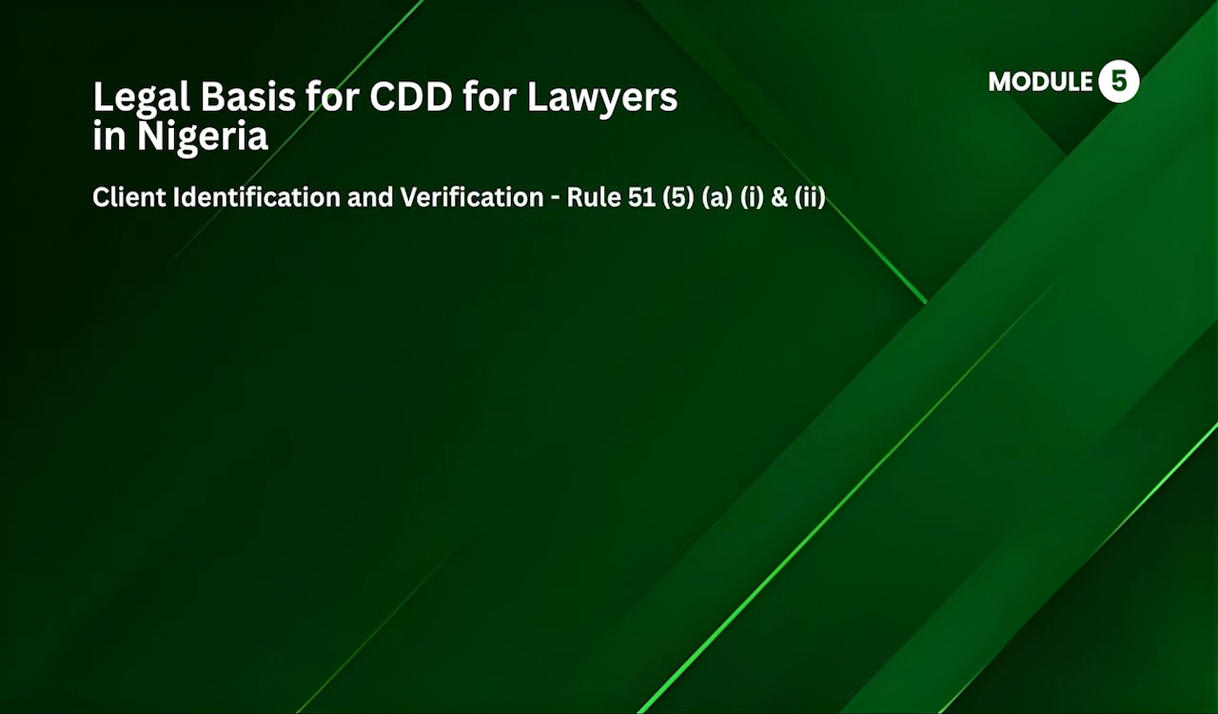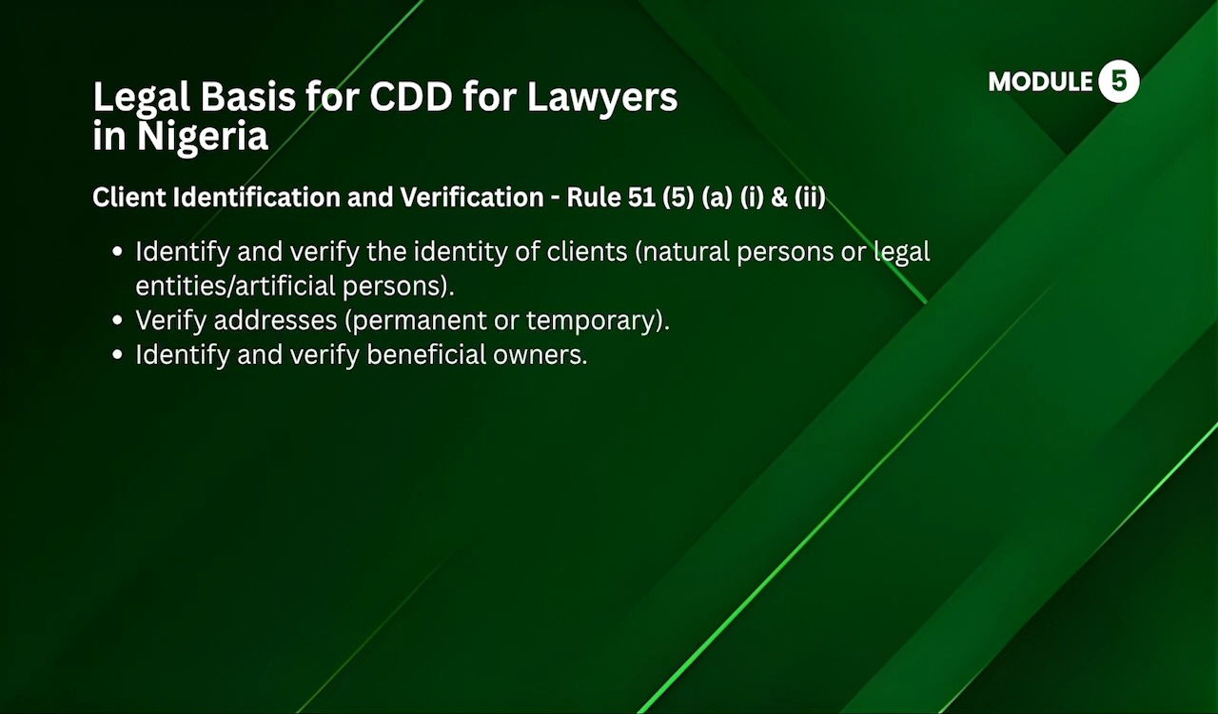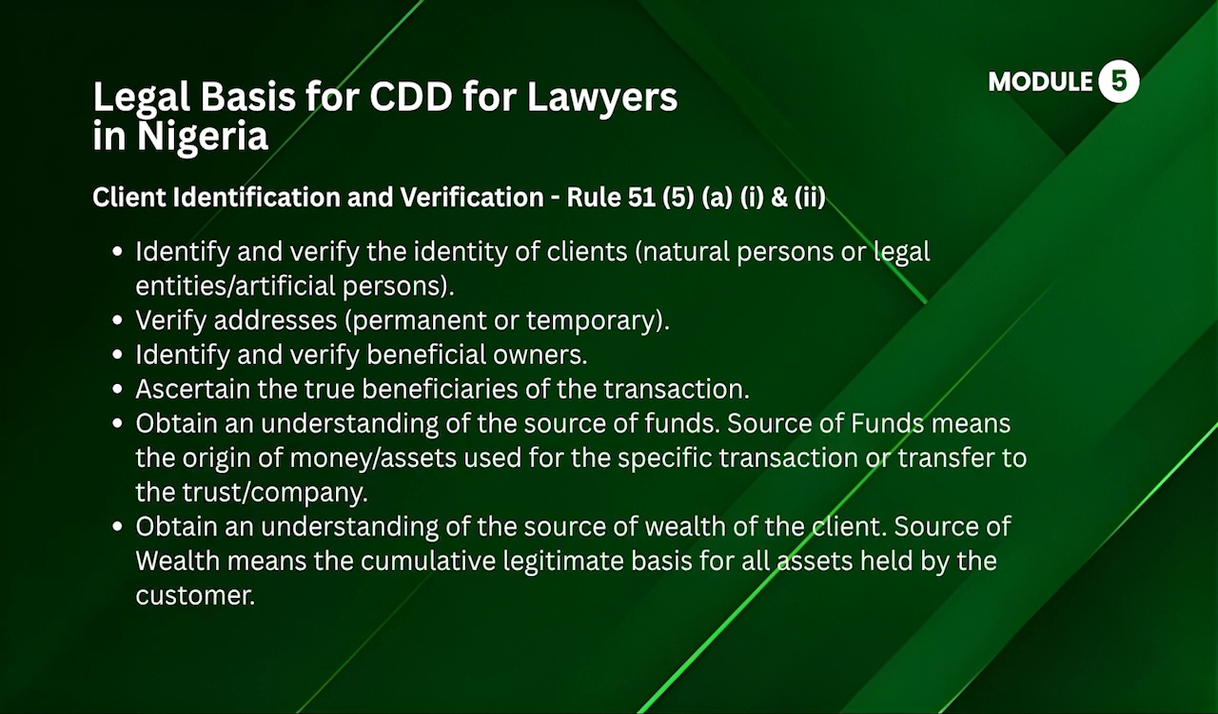Rule 51, Section 5A requires us to identify and verify the identity of clients, verify addresses, identify and verify beneficial owners, ascertain the true beneficiaries of the transaction, obtain an understanding of the source of funds, and obtain an understanding of the source of wealth of the client.